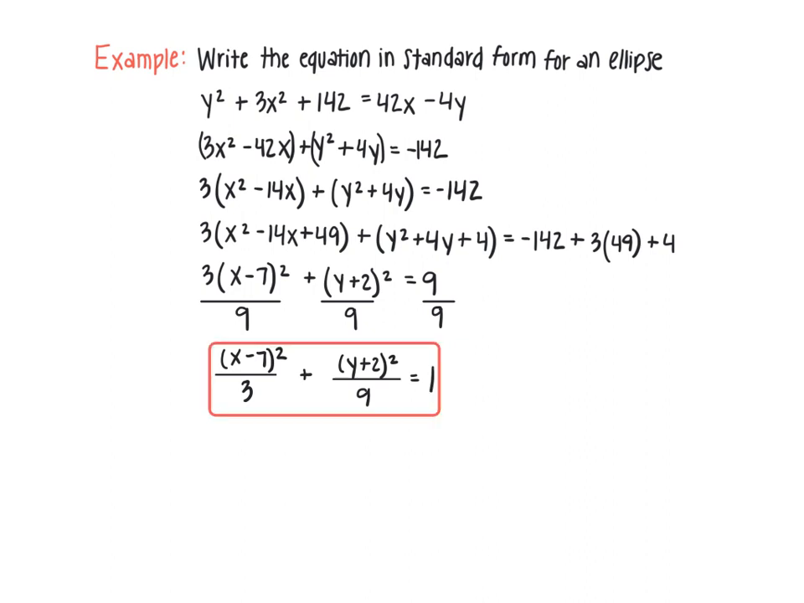So here we have the standard form equation of an ellipse. There's a couple of things that we should be able to identify from the equation. We know that the center of the ellipse is located at (7, negative 2). And we also know that since a is located under the y term, this is going to be a vertical ellipse. We can also identify where our vertices, our co-vertices, and our foci are located, but I think this video is long enough.